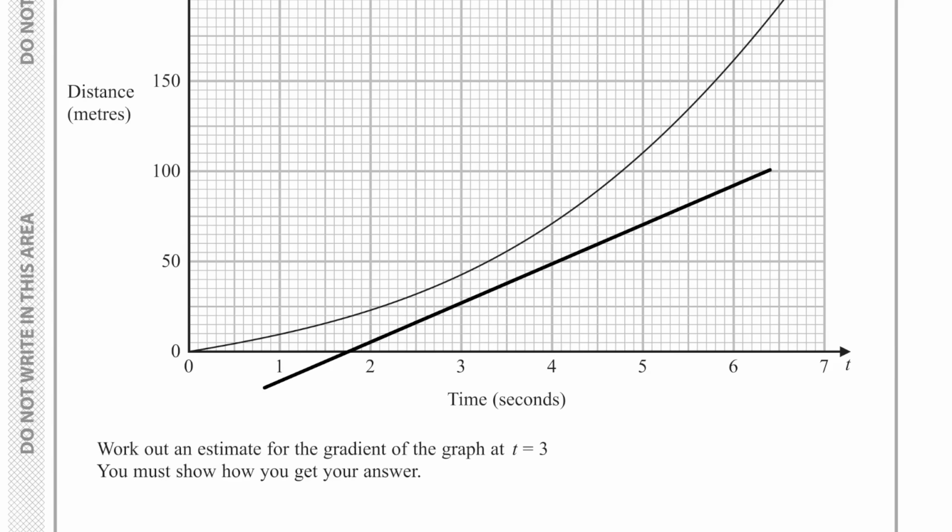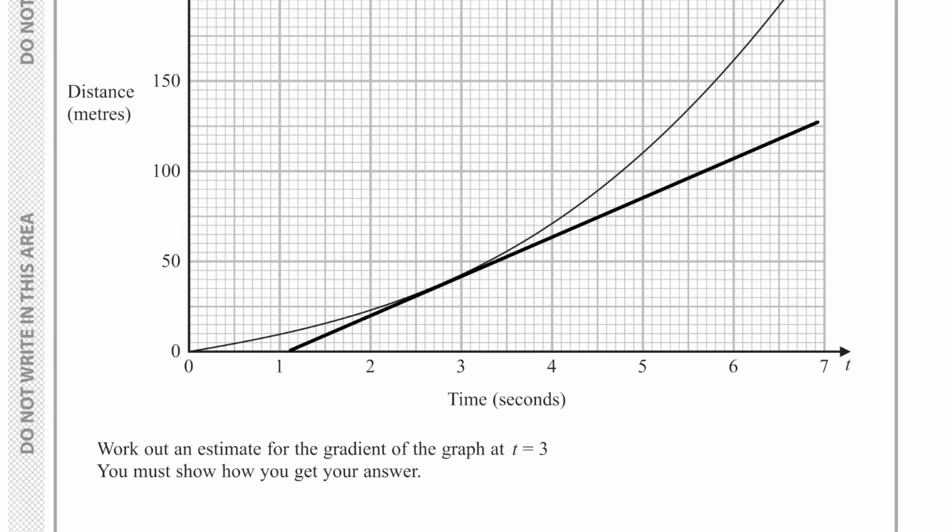And then let's try and find a good point, or 2 points, to find the gradient of this tangent. So we're going to work out the gradient of this tangent now. And I'm going to say that's 0. No, it's at 1.10.